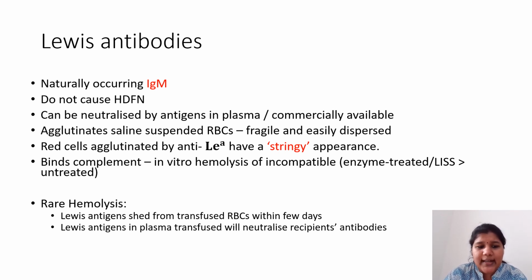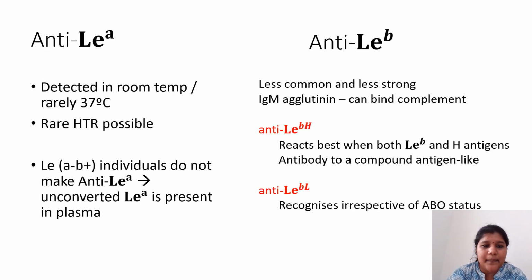These antibodies agglutinate saline suspended RBCs, and the agglutinates are fragile and easily dispersed. The agglutinated red cells provide a kind of stringy appearance. They bind to the complement and thereby cause in vitro hemolysis also. Hemolysis generally in Lewis antibodies is rare because Lewis antigens that are present in the transfused RBCs will shed within a few days, and Lewis antigens in the plasma transfused will be neutralized by the recipient's antibodies.